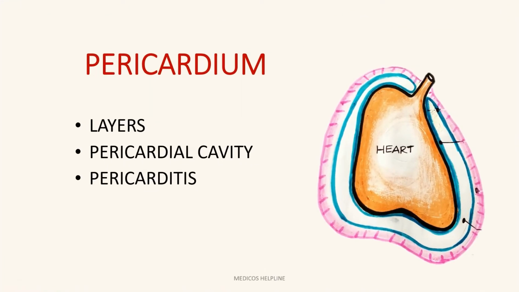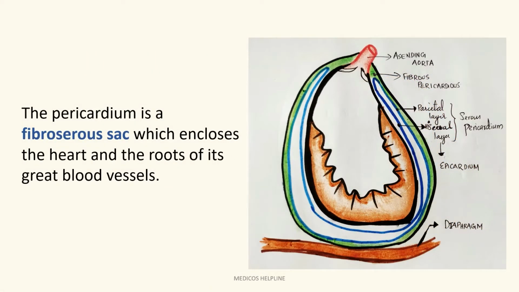In this video, we'll learn about the pericardium of the heart. We'll deal with the layers of the pericardium, the pericardial cavity, and a clinical entity called pericarditis. Pericardium is a fibrous sac which encloses the heart and the roots of great blood vessels. In this figure, all these layers which enclose the heart are called the pericardium.